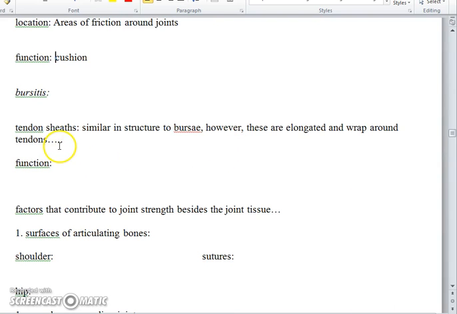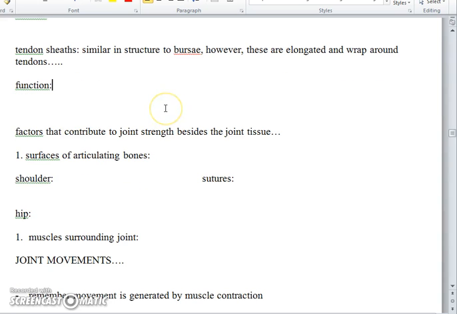Okay, tendon sheaths. Here, it's similar in structure and function to bursa, but they wrap around tendons. The function is the same thing. A tendon sheath is like a sheath for a knife or sword. It's what you put your blade in when you're not using it. So kind of like that, they wrap around the outside of the tendons. But down here, function, just write it. It's a cushion, protection, reduce friction, something like that.